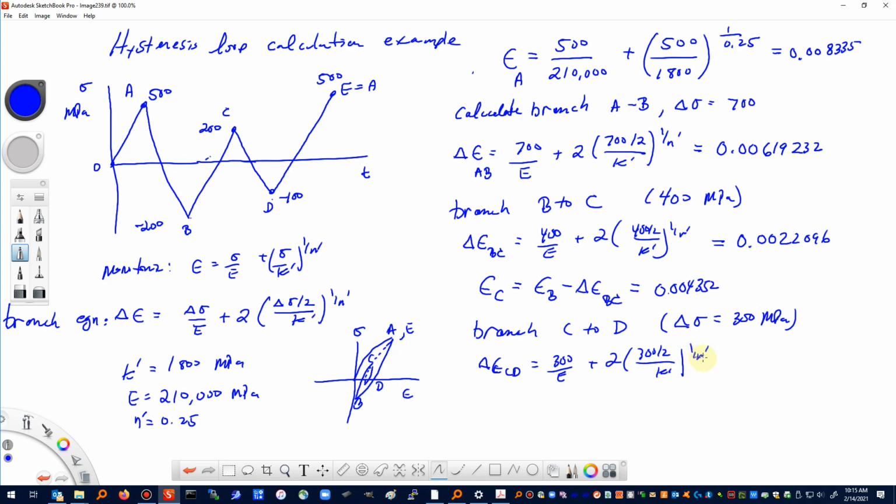And I got my delta epsilon to be equal to 0.001525, which leaves my epsilon D as epsilon C minus delta epsilon CD to be 0.002827.